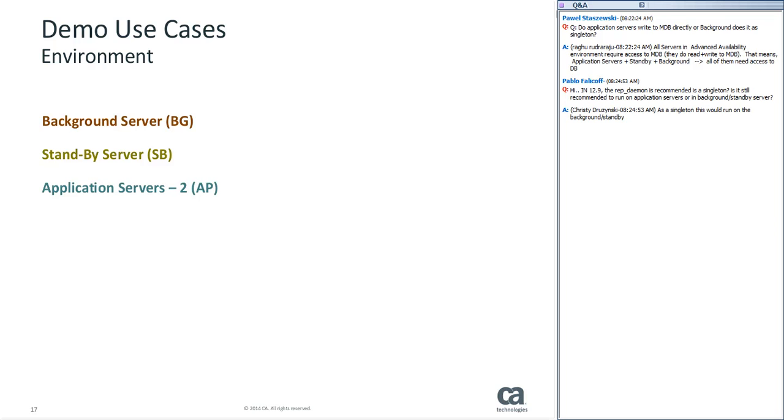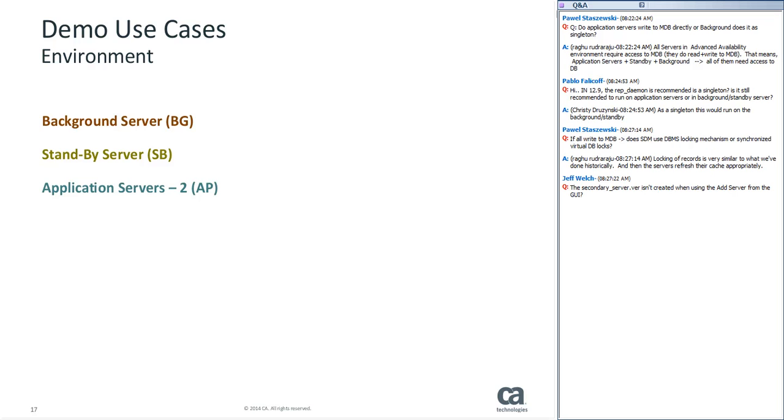Before we go into a demo and see this in action, I'm just going to set the stage in regards to what kind of environment we're going to be working with for all of our demos. In our demo environment, we have a single background server, also referred to as the BG. You'll be able to tell that it's a background server because the desktop color will be sort of a browny orange color. We have a single standby server, also referred to as the SB. As Alex indicated, you can have as many standby servers as you wish, but for our purposes, we're just going to have one. Its background color will be sort of a mossy green.